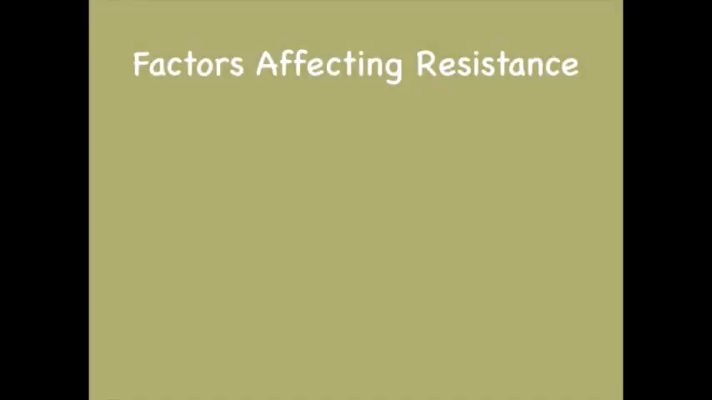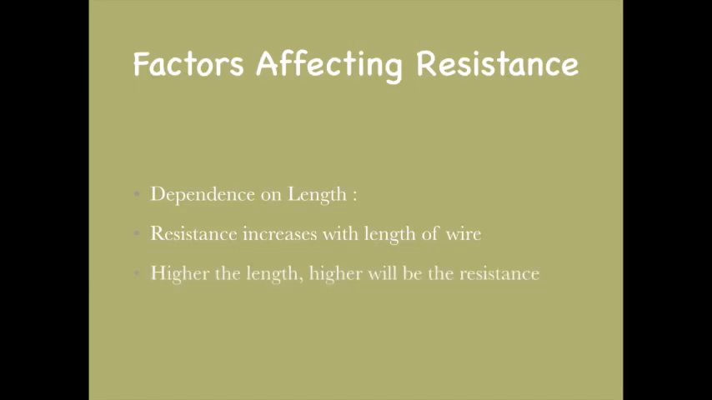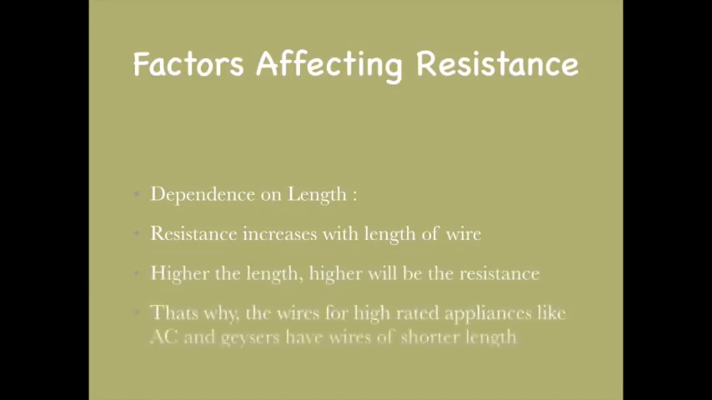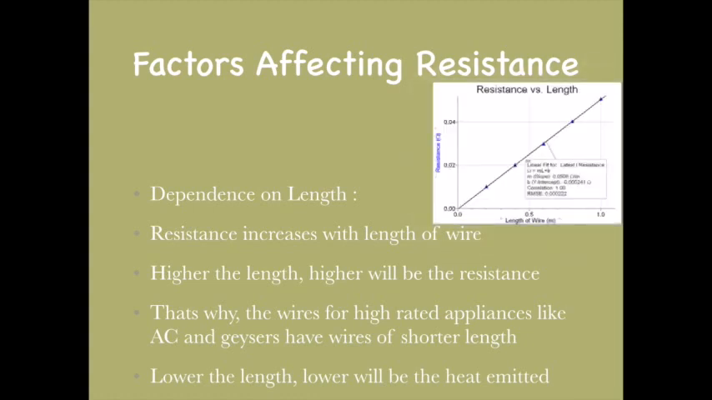Now let's look at the dependence on length. Resistance increases with the length of the wire. Higher the length, higher will be the resistance. That's the reason why high-power appliances like ACs and geysers have wires of shorter length. Lower the length, lower will be the heat emitted, obviously.